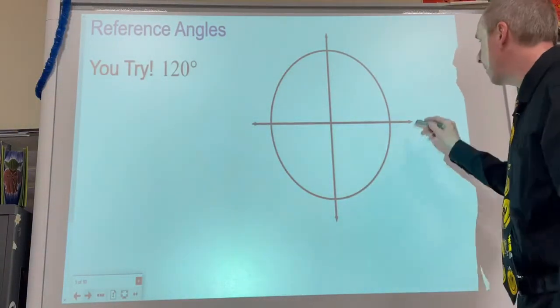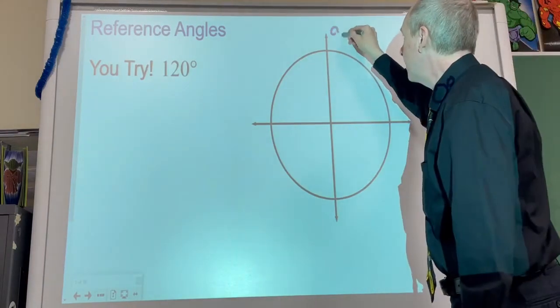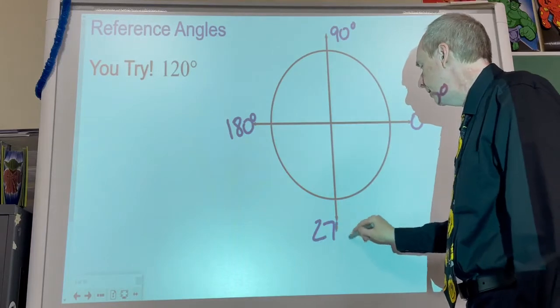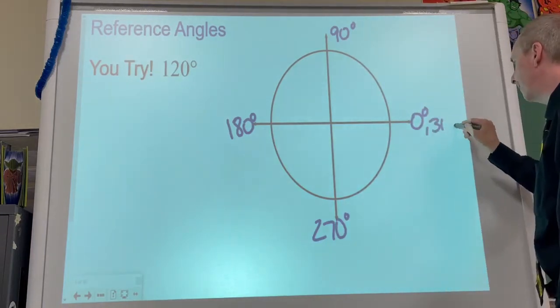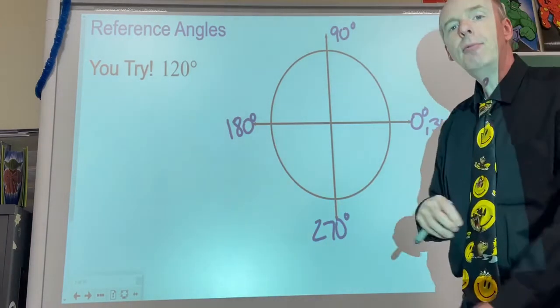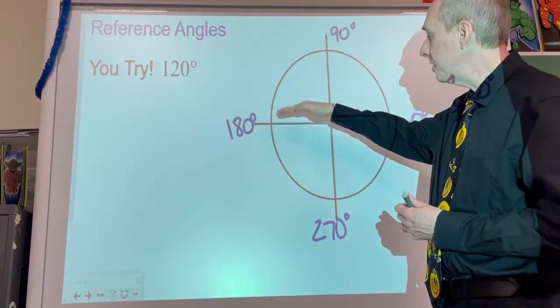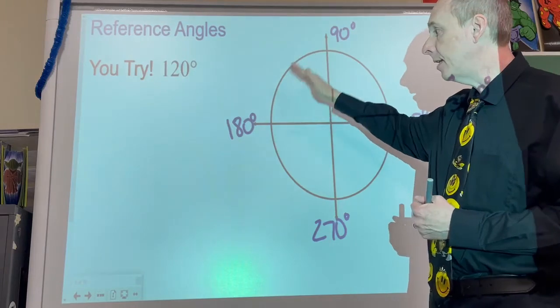Welcome back. We've got 0 degrees. We've got 90 degrees. We've got 180 degrees, 270, and 360. And if we're looking for a reference angle, we know we always build off of the x-axis. So 120 is somewhere in between 90 and 180.